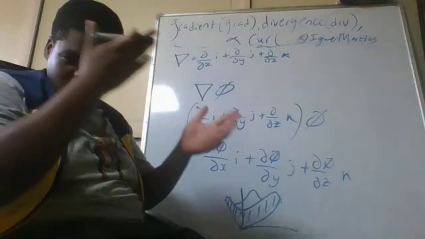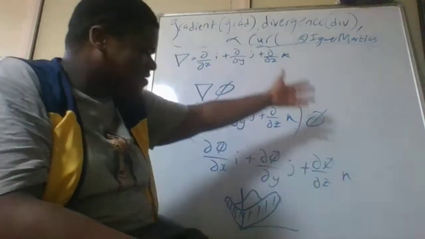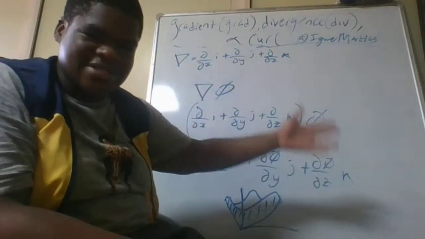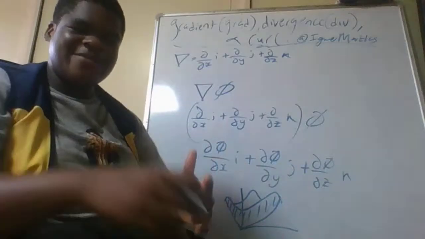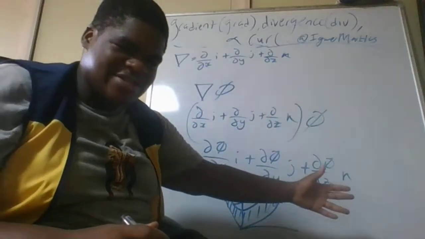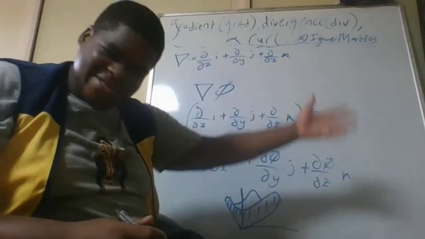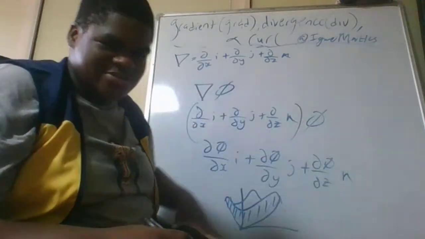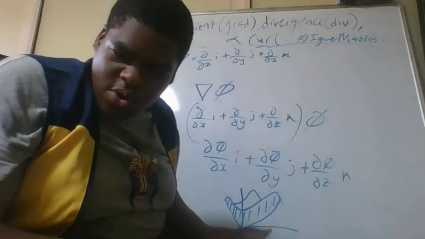Now, in case you are a higher dimensional being watching this video, you would have the partial derivative of the scalar function with respect to whatever the fourth dimension is, and then the fifth dimension. It keeps on going like that. But since we're 3D, we stop at just three: i, j, k, x, y, z.